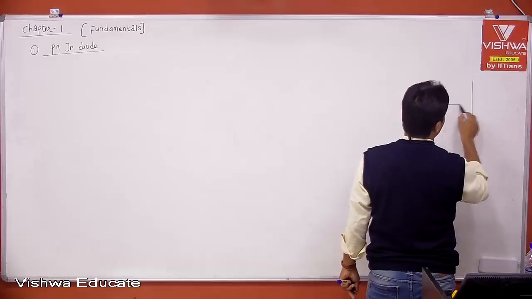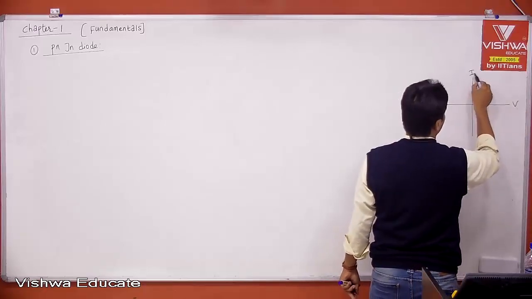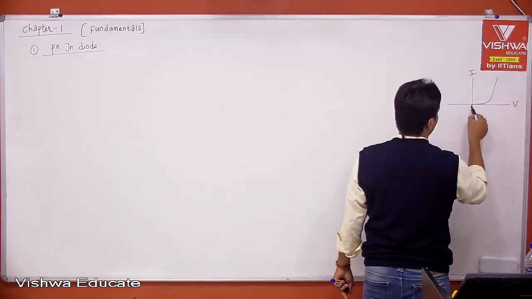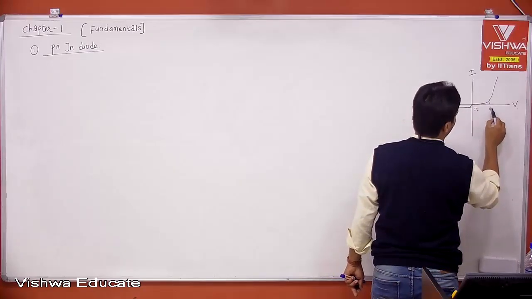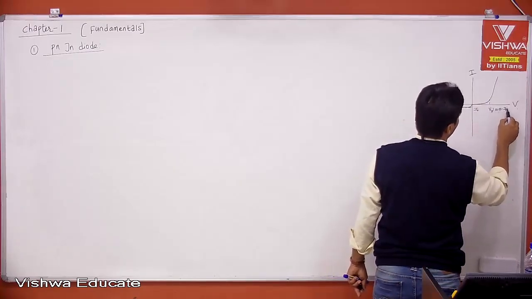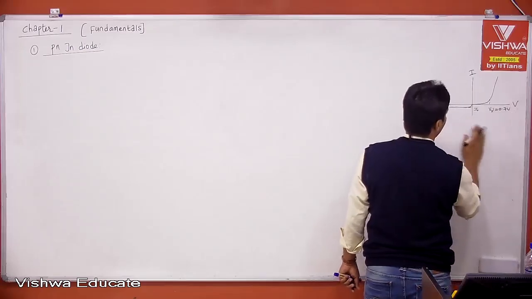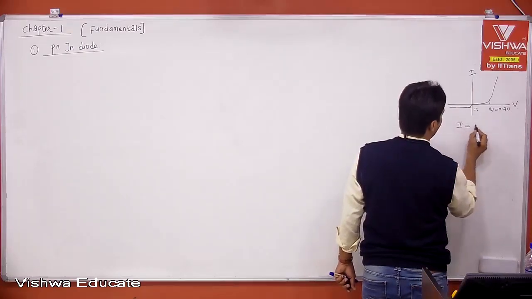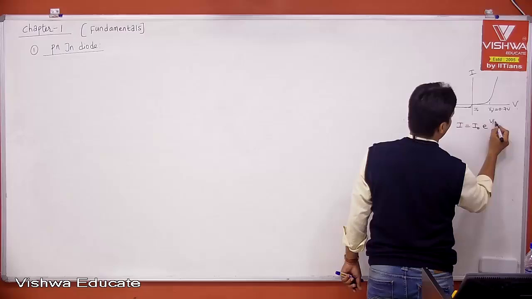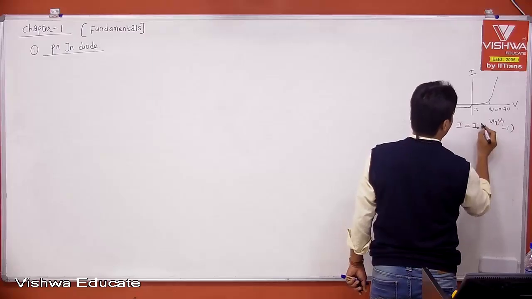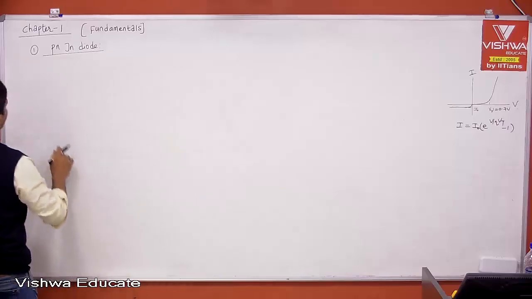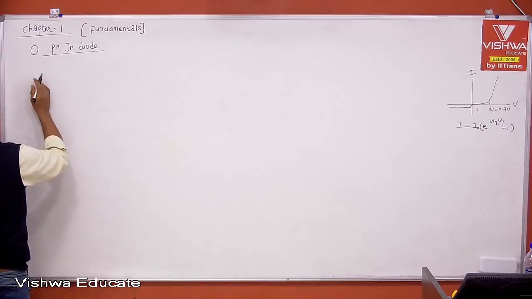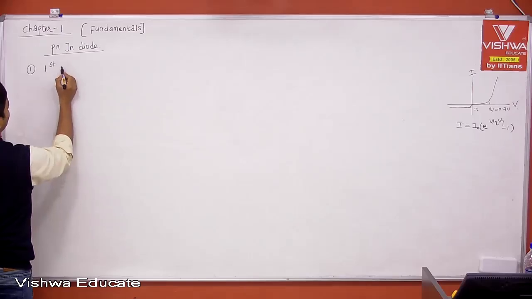If you take VI characteristics, up to V gamma the current is almost 0. This is nothing but your I naught, and let us say this is your V gamma, which is 0.7. Now, the relationship between V and I is I equals I naught into e to the power of V by eta Vt minus 1. Now, this is what is the first approximation.